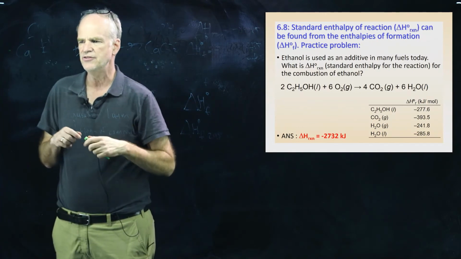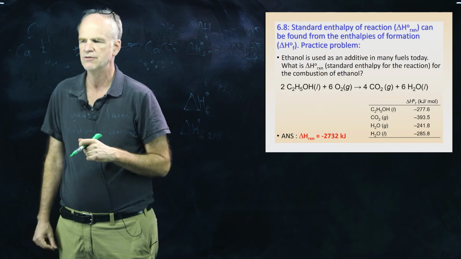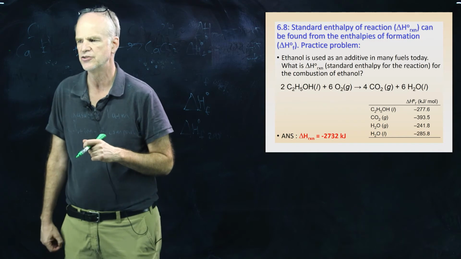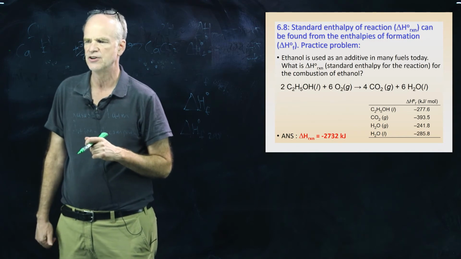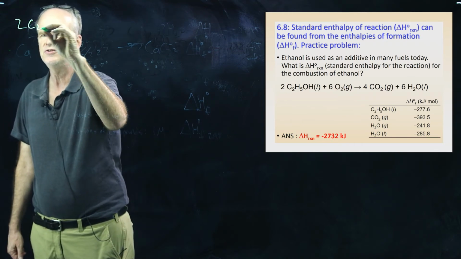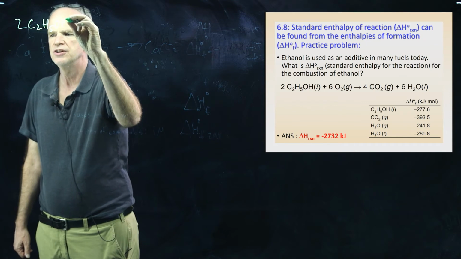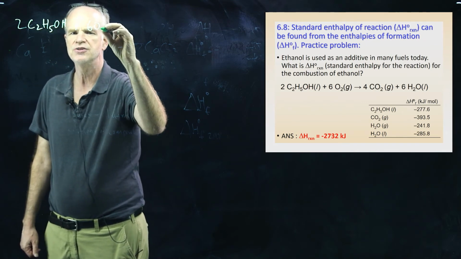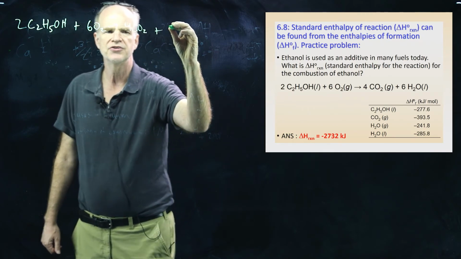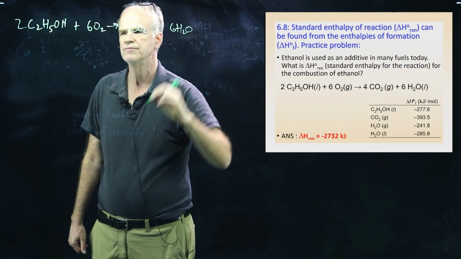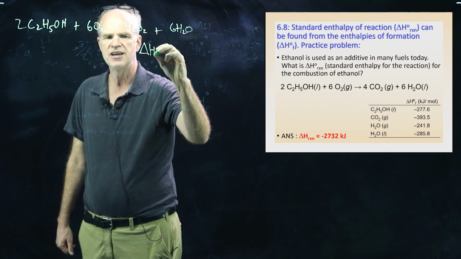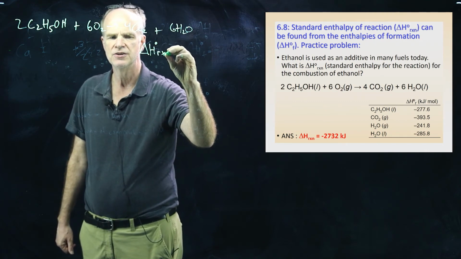Okay, so ethanol is used as an additive in many fuels today. What is the enthalpy change of the reaction? That's actually the standard enthalpy change, because there's a degree sign there, for the combustion of ethanol. So I think it may not be a bad idea for me to rewrite this equation. So it's 2C2H5OH plus 6 O2 gives you 4 CO2 plus 6 H2O. And what we're trying to find in the end is the standard enthalpy change of this reaction.